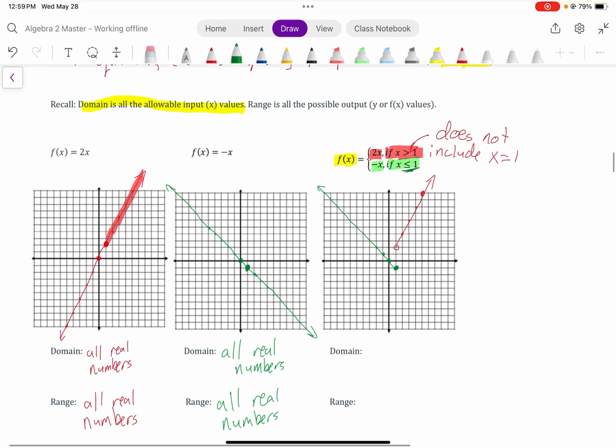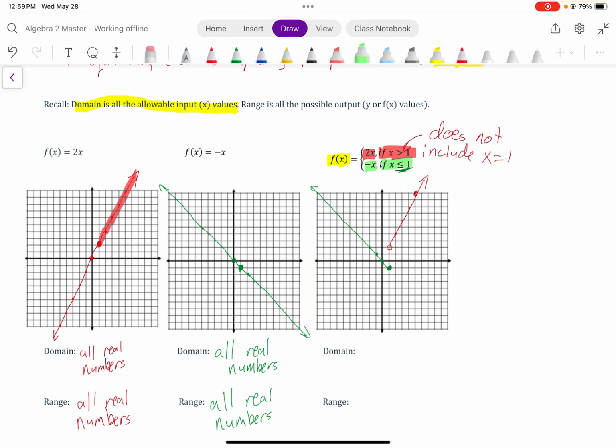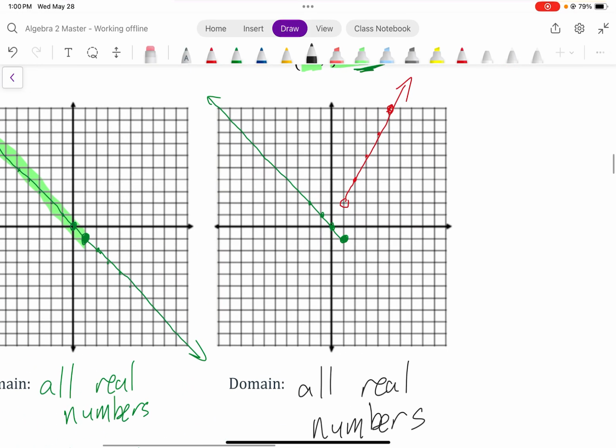Now, this piecewise function is just those two highlighted parts cut and put on the same graph. My domain didn't change here. My domain is all real numbers. The domain didn't change because no matter what x number I plug in, I'm going to get some output value. My range, however, has changed. My lowest value of my y's is -1.